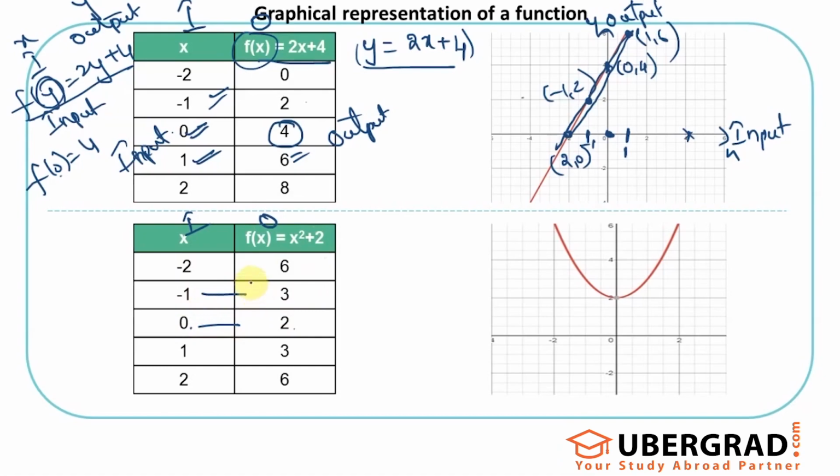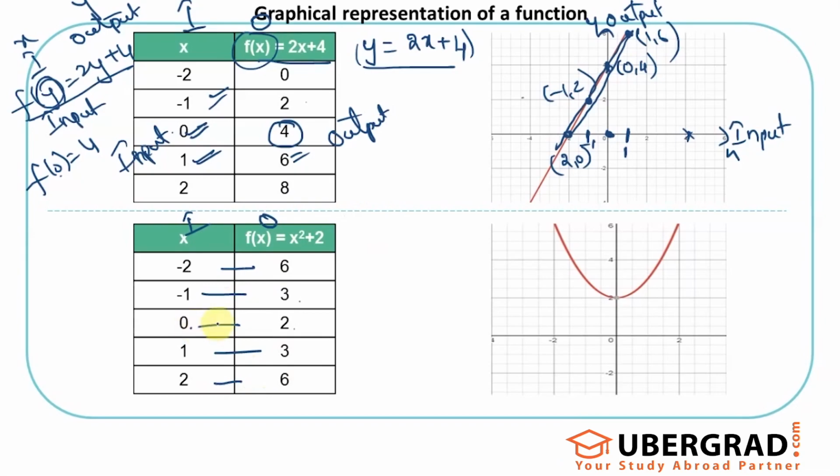Right, f of minus 1, so minus 1 is input. So minus 1 square is 1 plus 2 is 3. And f of 1 is also 1 square plus 2 is 3. Similarly, f of 2 is 2 square is 4 plus 2 is 6, and minus 2 square plus 2 is also 6. Clear? Input and output.